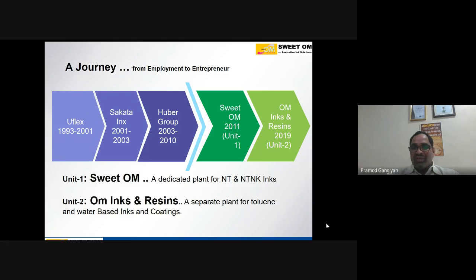In 2011, I quit my role as an employee and I started my own unit as a consultancy firm in 2011. And then slowly it converted into development activity and now it is producing printing inks as well. At Home Inks and Resins, we started a second unit in 2019. So presently we have two units. One is catering precisely to toluene-based products and another is for toluene-free products.